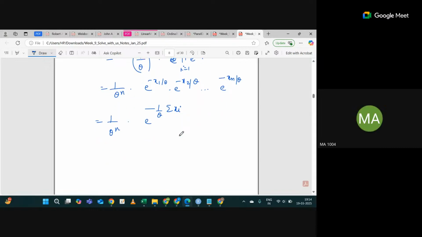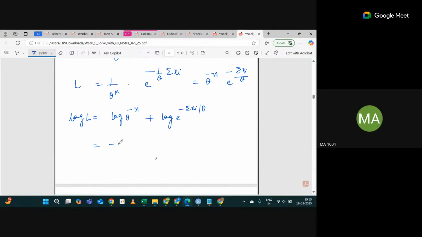Yes, sir. Now, this is the likelihood. So what will be the log likelihood? First of all, I can write theta raised to the power minus n into e raised to the power minus summation of x i divided by theta. Correct? From here, I can write log of theta raised to the power minus n plus log of e raised to the power minus summation of x i divided by theta. And this is something I can write as minus n log theta. Excuse me, sir. Can't you write 1 by theta to the n as 1 by theta whole to the n? The same thing is there, right?